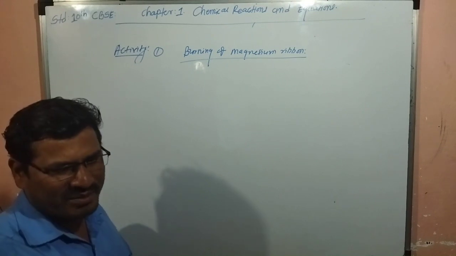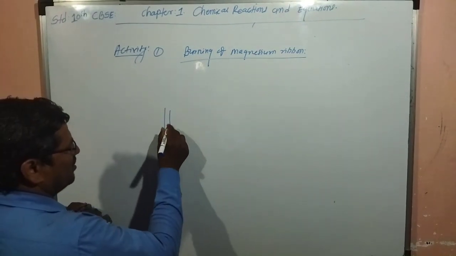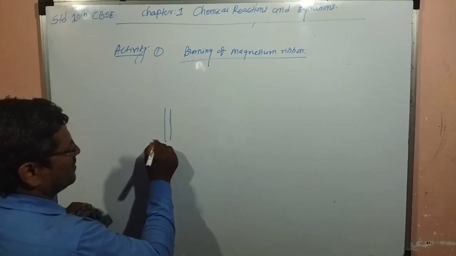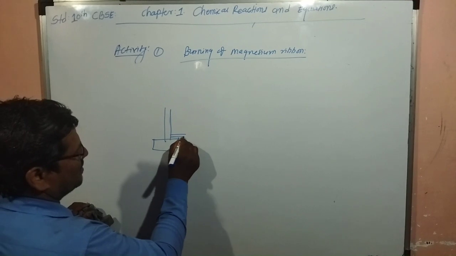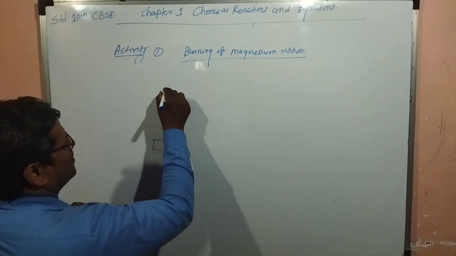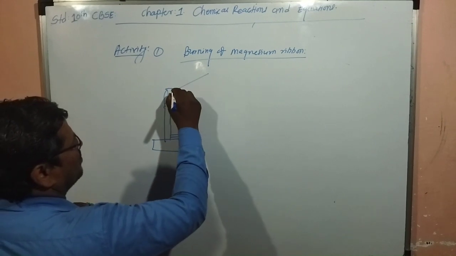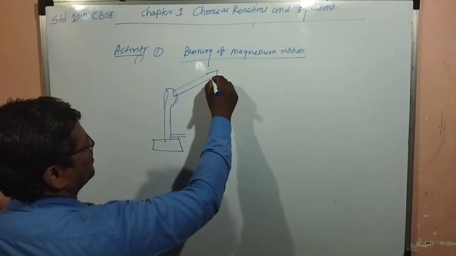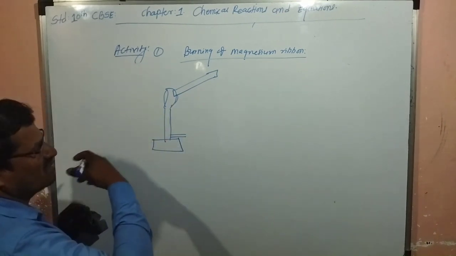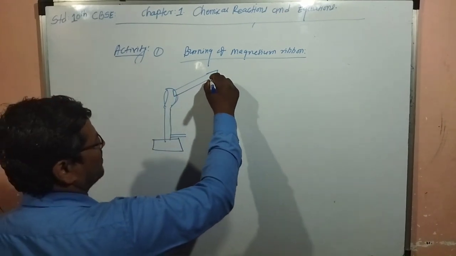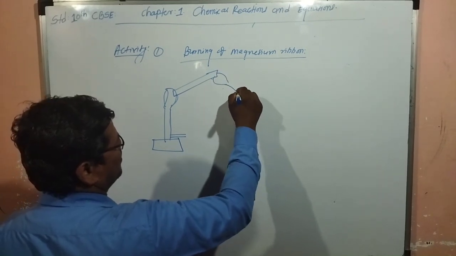Magnesium metal and its ribbon you are taking. So what you are going to do, suppose you will take one burner, and then you will fire it. After that you have to hold the magnesium ribbon with the help of a pair of tongs. Then you will hold the magnesium ribbon with the help of tongs.